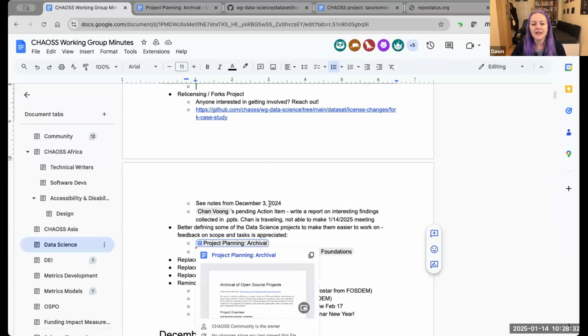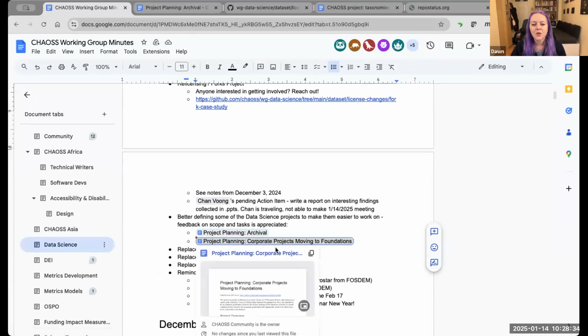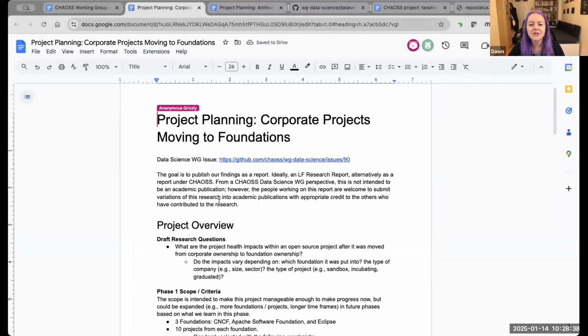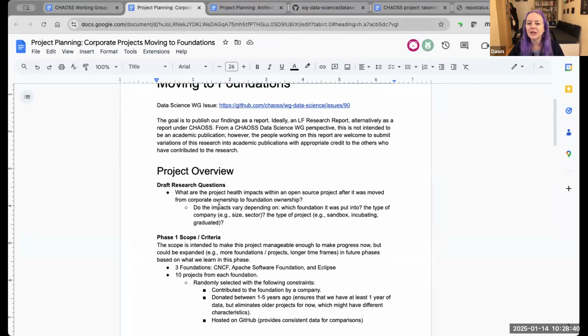And likewise for the corporate projects moving to foundations. I think there's some interesting stuff around that, and we can look at some of the project health metrics from before when it was at the company, and then what changes when a project goes into a foundation, if anything. And so I think that will be another thing that will be interesting to look at.